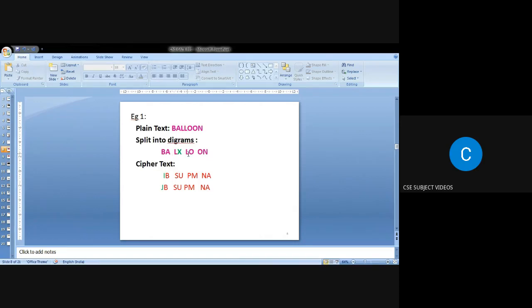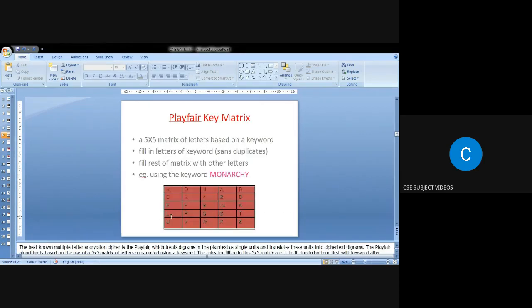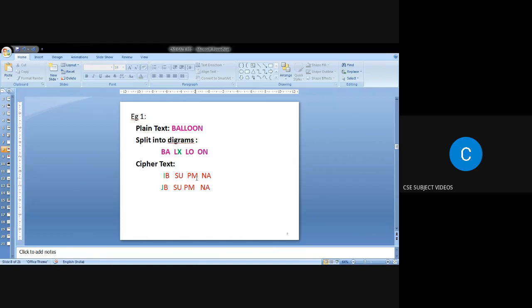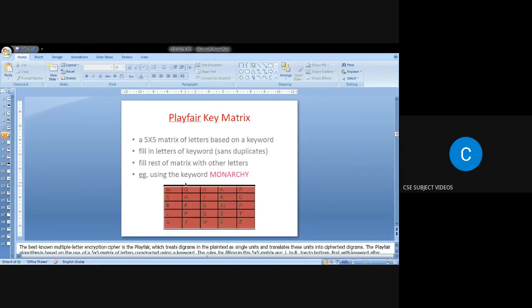Now is LO. Check, L is in the fourth row and O is in the first row, and both are in different columns also. The intersection of L and O row-wise is P, and column-wise it is M. So now L is replaced with P and O is replaced with M. Next, ON.